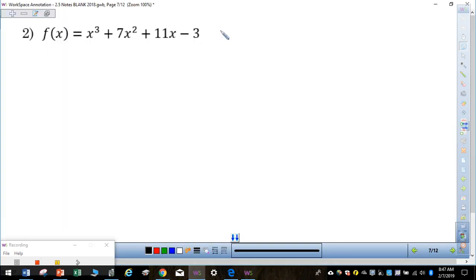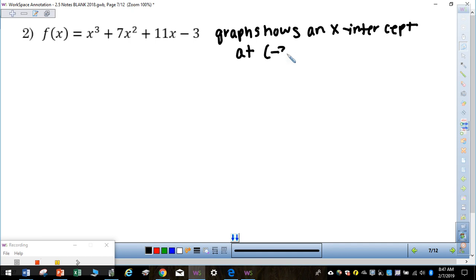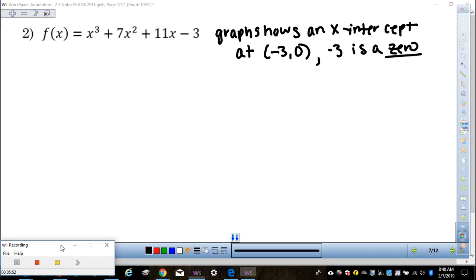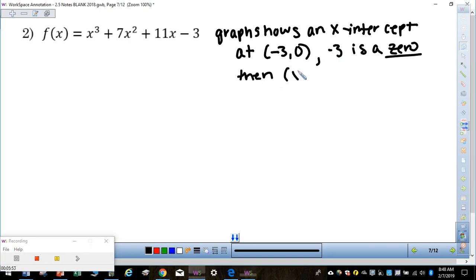So let's make a note here that the graph shows an x-intercept at -3. So that means that -3 is a 0. And if we think about some things that we've been talking about earlier on in Chapter 2, if -3 is a 0, that means that x plus 3 is a factor.